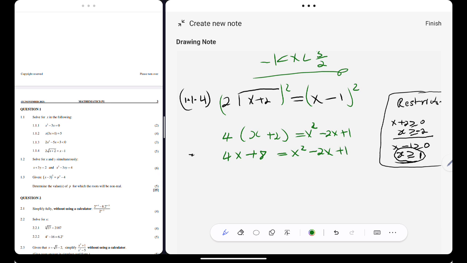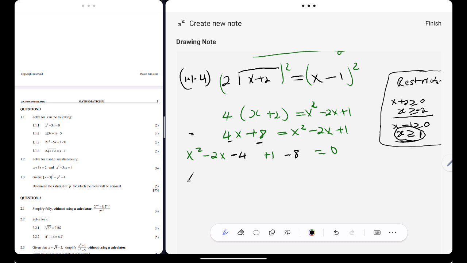Now I must put everything in standard form. I'll have x squared minus 2x plus 1 is equal to 0. I must bring the 4x to the other side, it will become negative, and the 8 to the other side, it will become negative as well. So I'll be left with x squared minus 6x minus 7 is equal to 0.